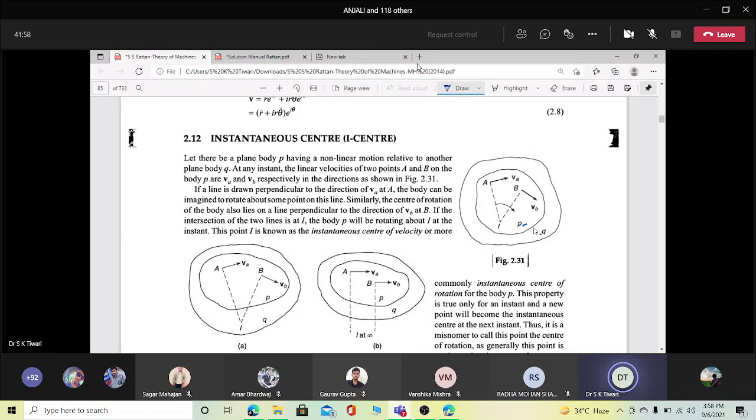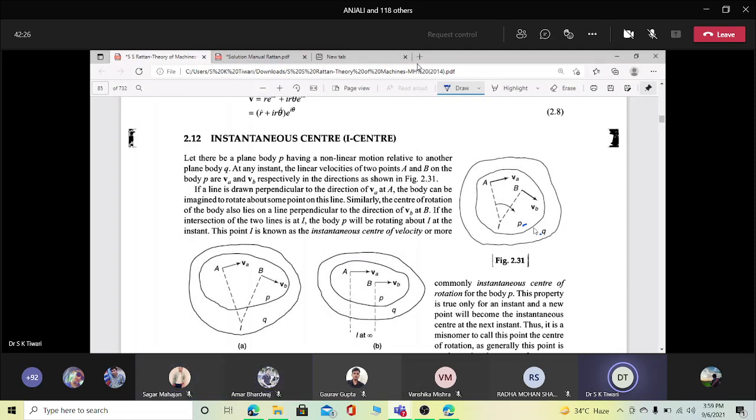Okay. At any instant, the linear velocities of the 2 points A and B on the body P are found to be as shown: this is the velocity and direction of the point A on the body P, and this is the direction of the point B on the body P. Now, if you draw a line perpendicular from the velocity vector of point A, it means the center of rotation will be on this dotted line. Am I right? Yes, sir.